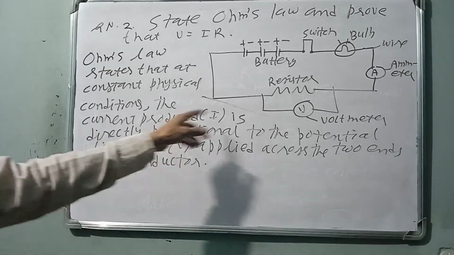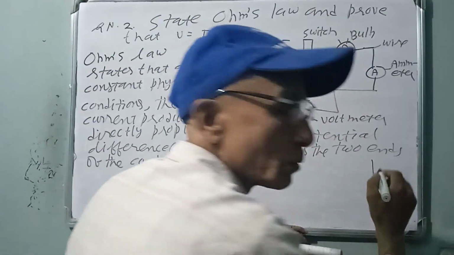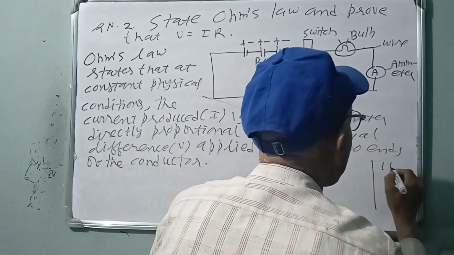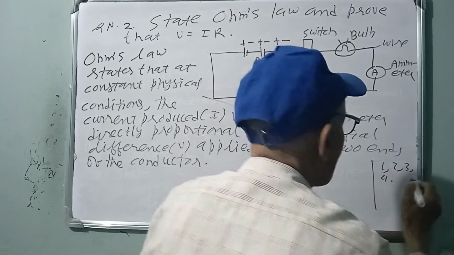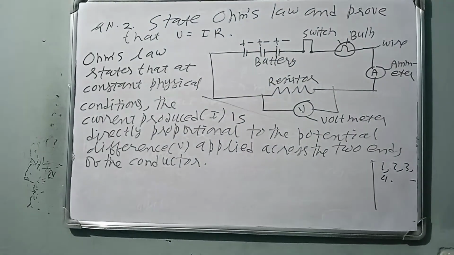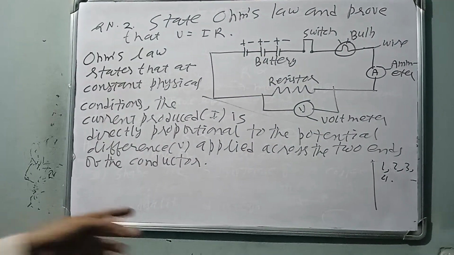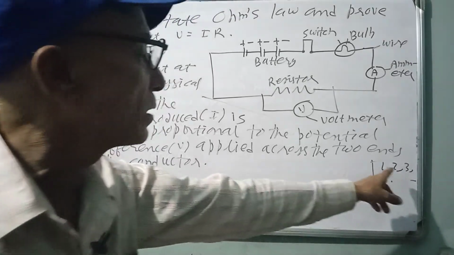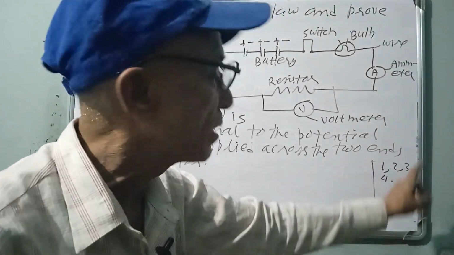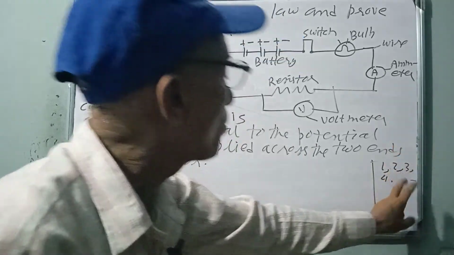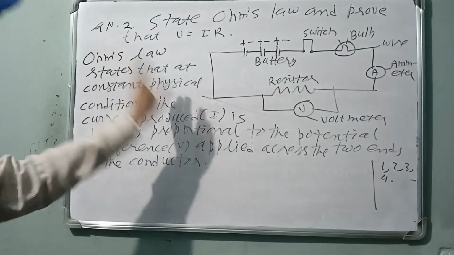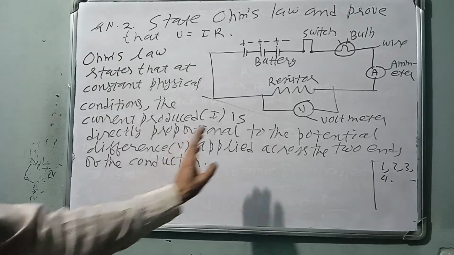Just Simon Ohm took one cell, 1, 2, 3, 4, etc. First of all, he took one cell and measured the amount of current. And he increased the number of cells, like 1 cell, 2 cells, 3, 4, 5. And when he increased the number of cells, the amount of current also increased at the same rate.